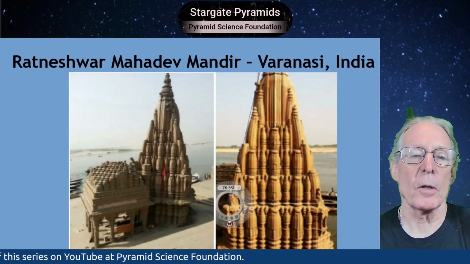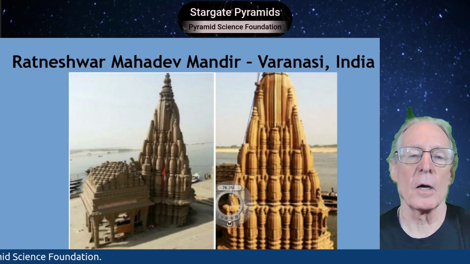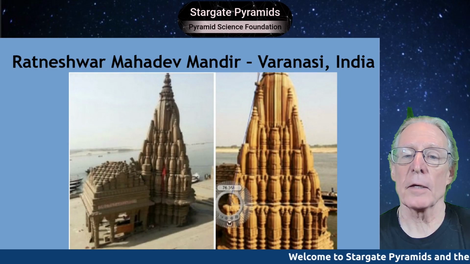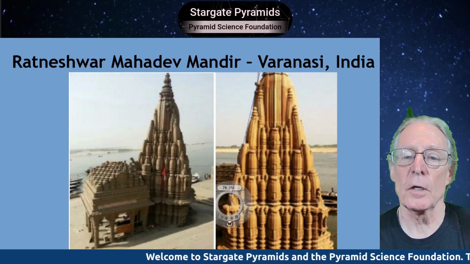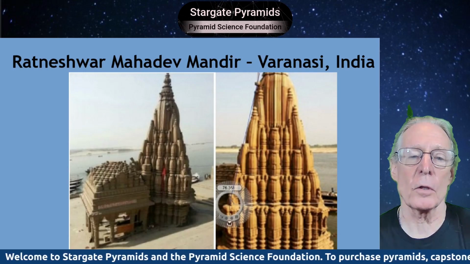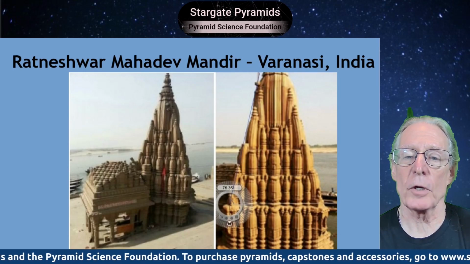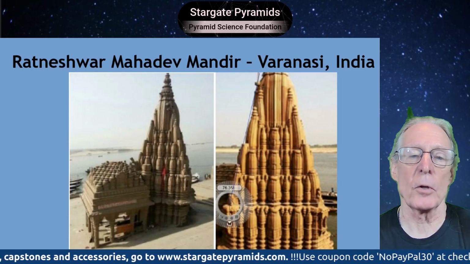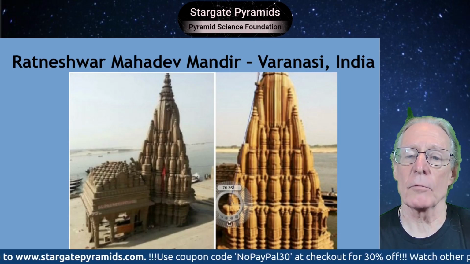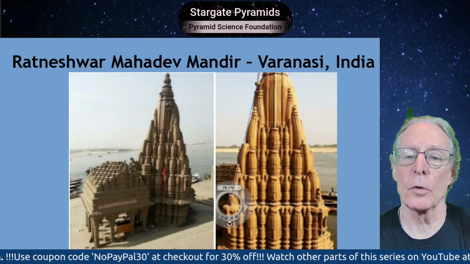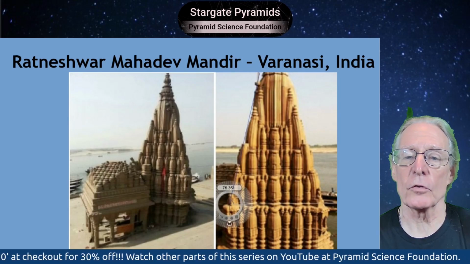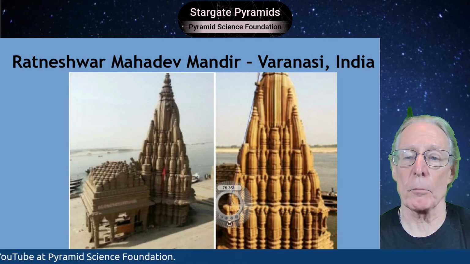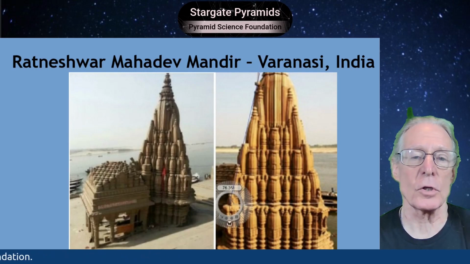So here's another example, our final example of northern Indian styles. This is the Rataswar Mahadev Mandir in Varanasi, India. You'll notice there's two pictures here. The one on the left at low tide shows that the temple is on solid ground, whereas the second example, the base of the temple is actually underwater. So more research needs to be done as to why these temples were built in or near water. But I would imagine that it has to do with free energy technology.